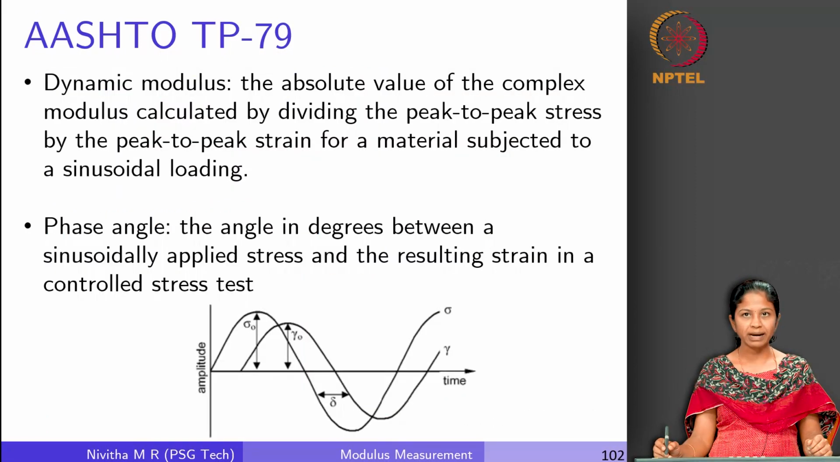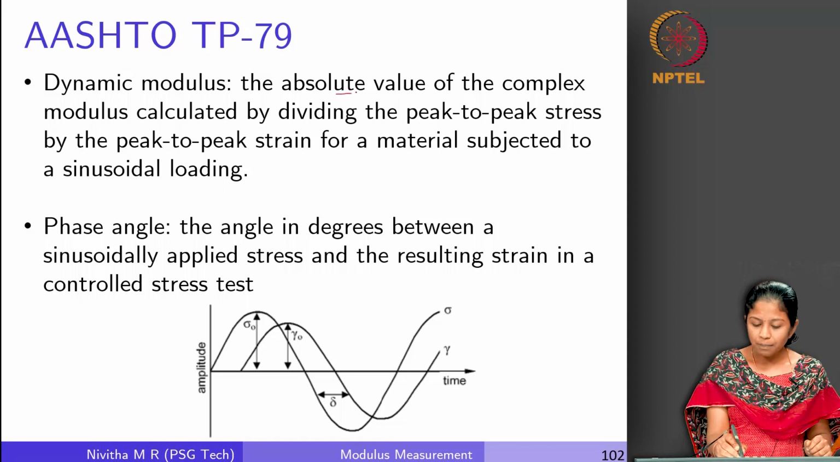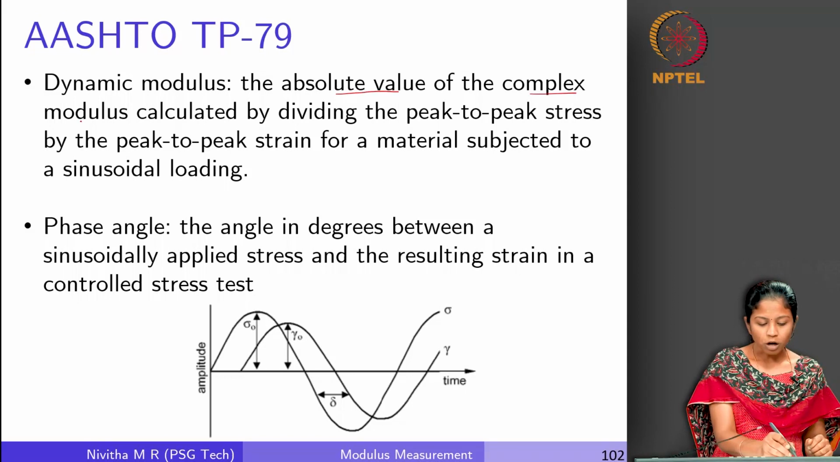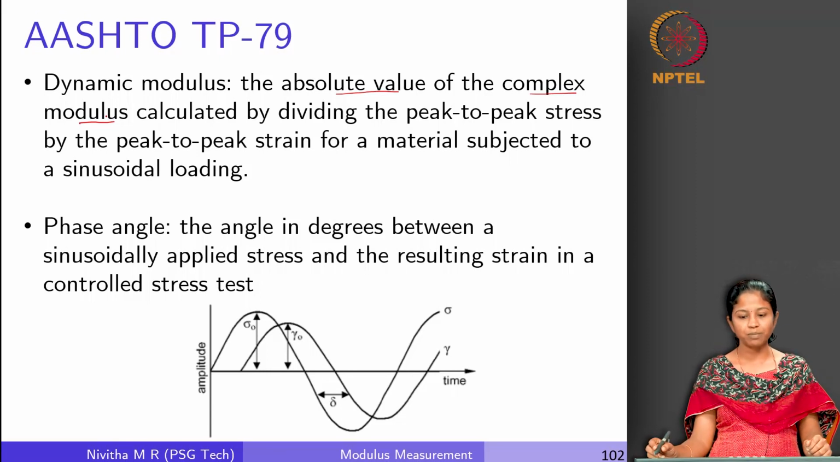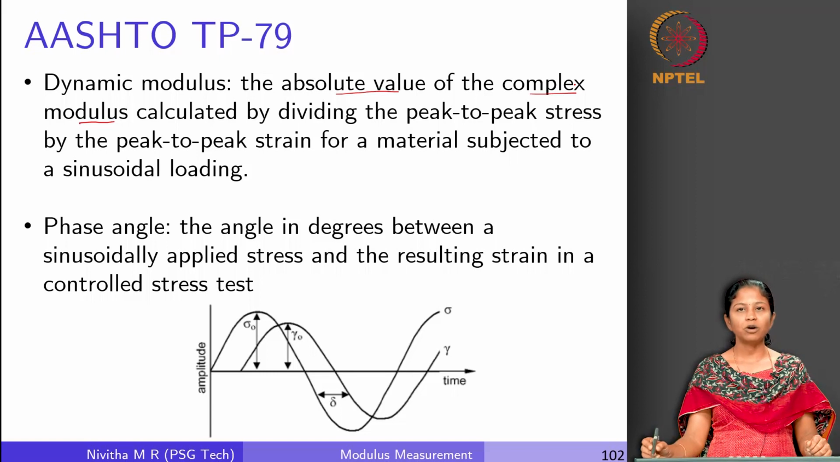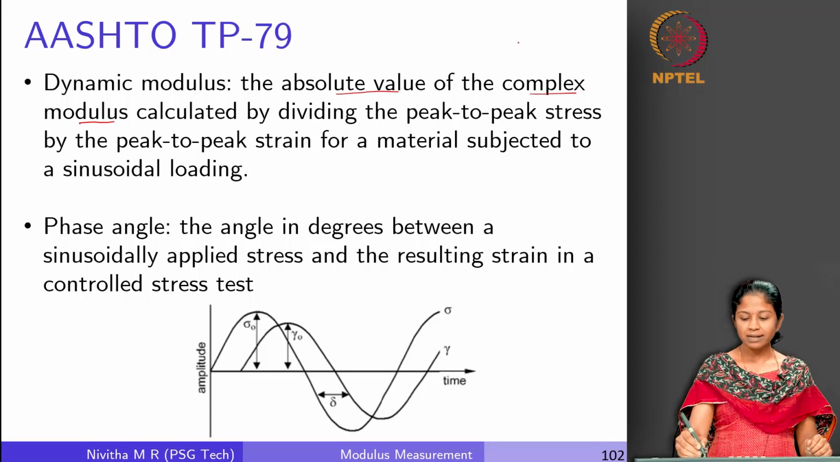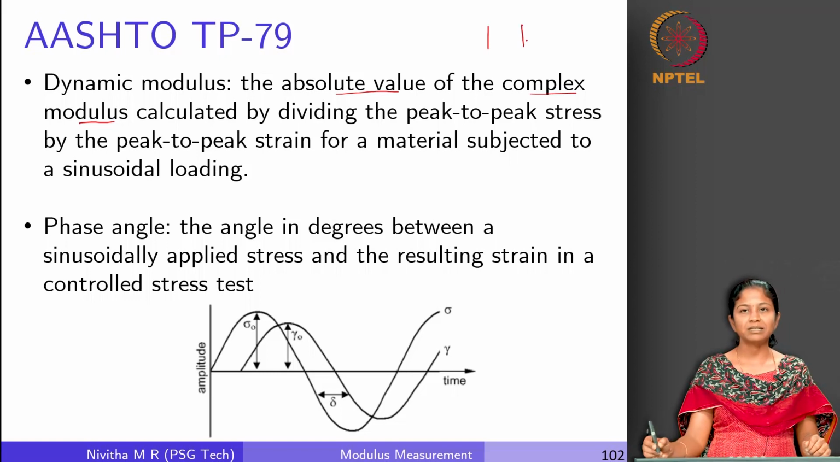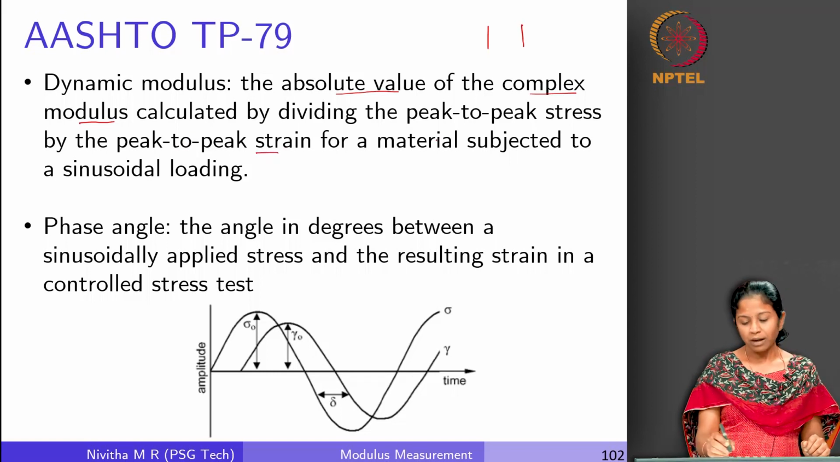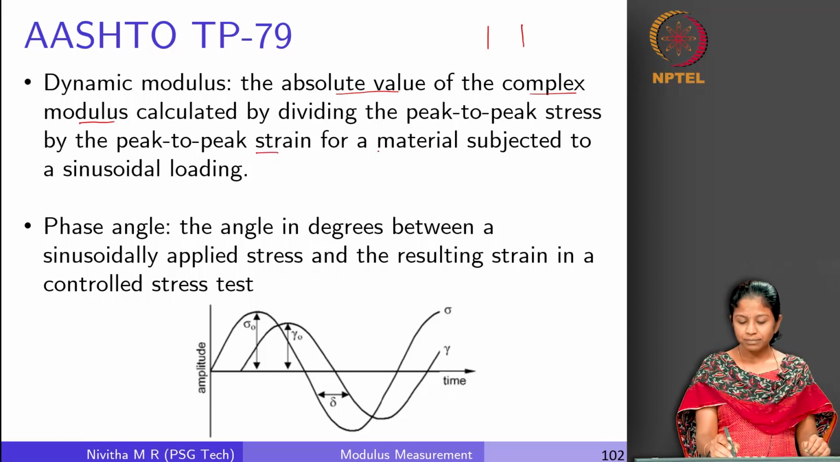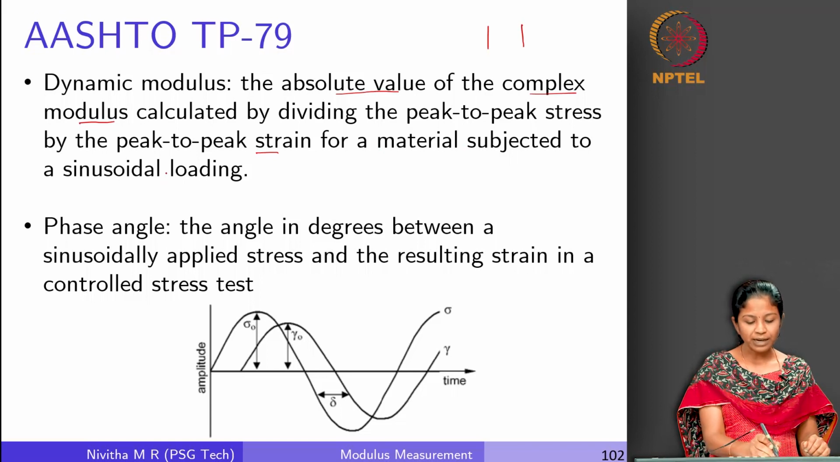Let us now define what dynamic modulus is. It is the absolute value of the complex modulus. Many times we use dynamic modulus and complex modulus interchangeably. You should note here that complex modulus is a complex number, right. It has a real part and an imaginary part. So, the mod value of this complex number is what is called the dynamic modulus. It is calculated by dividing the peak to peak stress by the peak to peak strain, for a material subjected to sinusoidal loading.